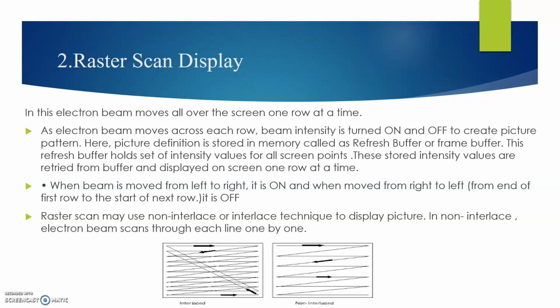When the beam is moved from left to right, it is on, and when it is moved from right to left, from the end of the first row to the start of the next row, it is off, and this is termed horizontal retrace. When the beam reaches the bottom of the screen, it is made off and it returns to the top left corner of the screen, which is referred to as vertical retrace. Raster scan may use non-interlace or interlace technique to display a picture. In non-interlace, the electron beam scans through each line one by one.